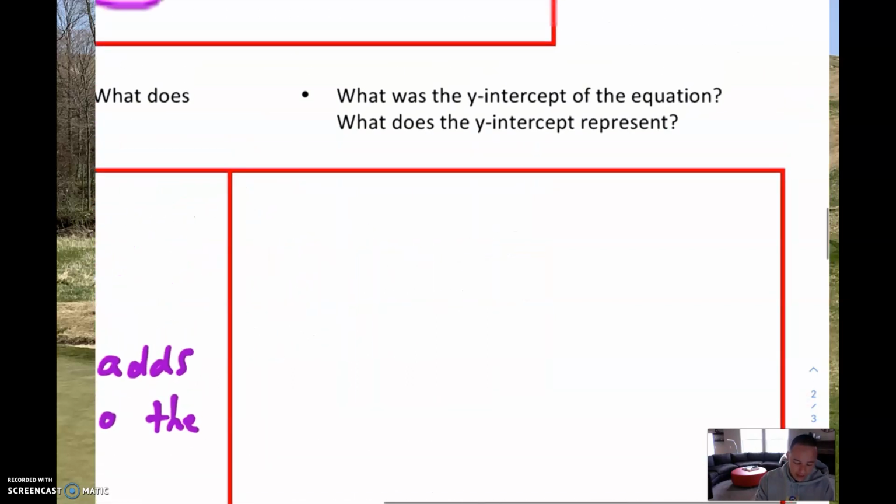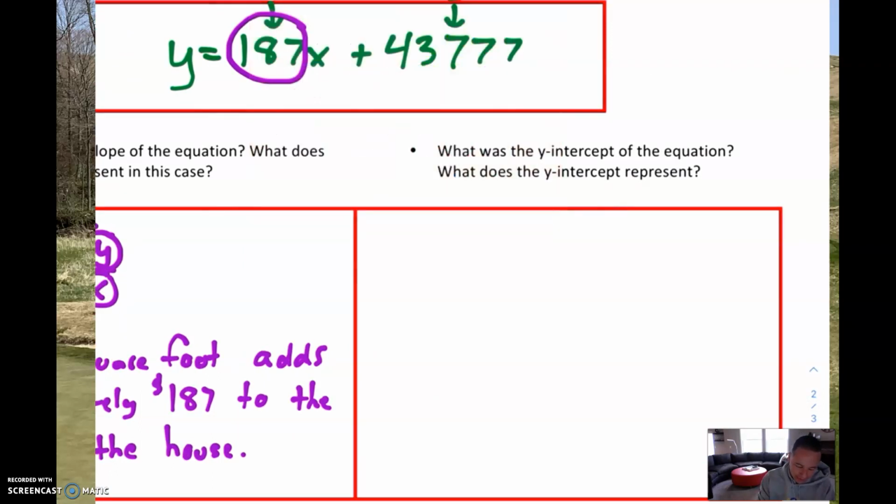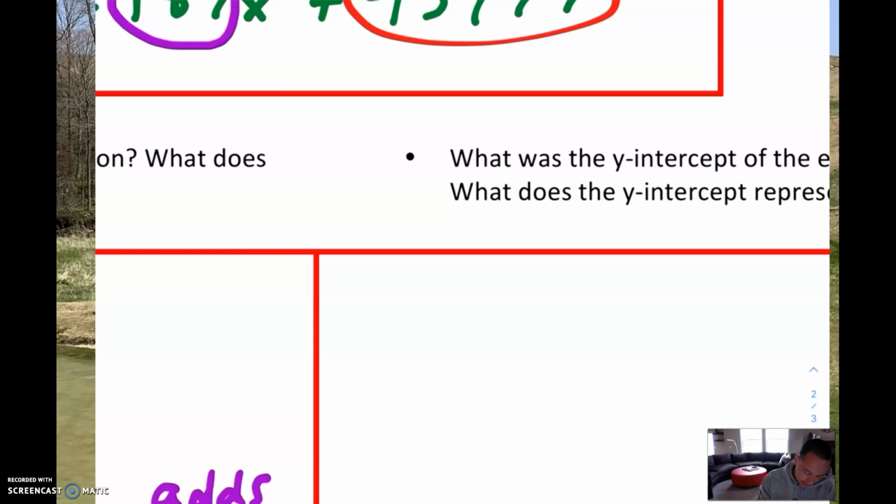Next, we have the y-intercept of the equation. If you come up here, this value here, the b value that we found, that's going to be your y-intercept. If you remember, a y-intercept is just wherever the x equals 0. So if you were to replace this x with 0, all of that goes away and you're just left with 43,777. So there's your y-intercept. I'm going to write that as a coordinate: 0, 43,777.